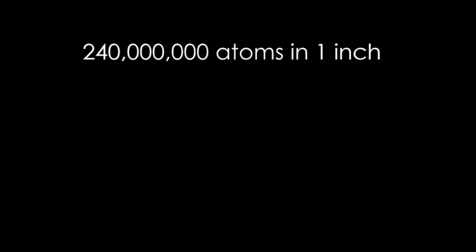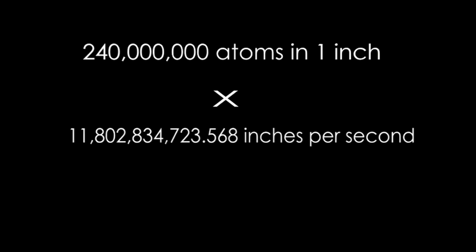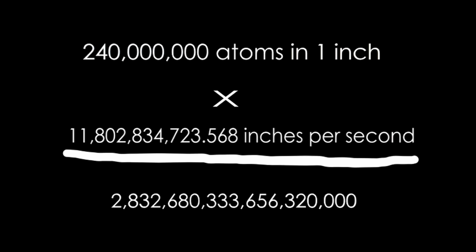So now we have the distance and the time, so all that's left is to multiply the amount of atoms in 1 inch by the distance light can travel in 1 second to get a tick rate of 2,282,683,333,656,320,000 ticks per second. Alternatively, you could say that there is one tick every 0.000 this much seconds.